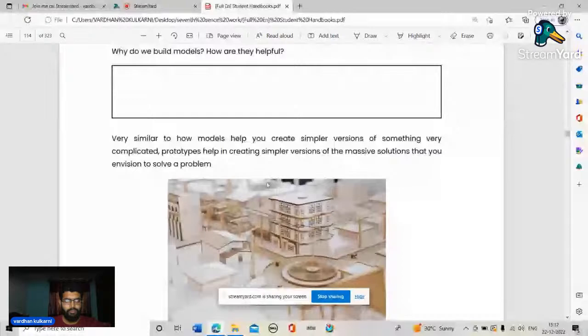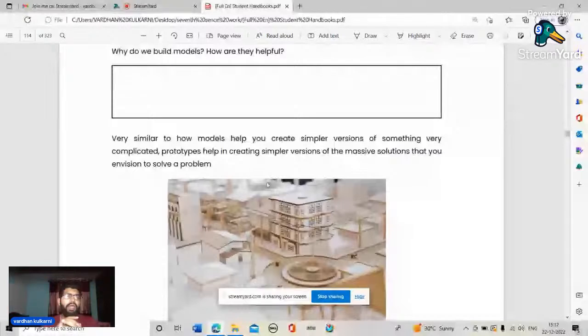You can see over here these small models, these kinds of prototypes. These are small buildings made of cardboard, and you see small circles like traffic signals, and you could see street lights. These kinds of things give a simpler vision. It shows how a model can help us: you create a simpler vision of something very complicated. Prototypes can give a simple vision of massive solutions meant to solve the problem.